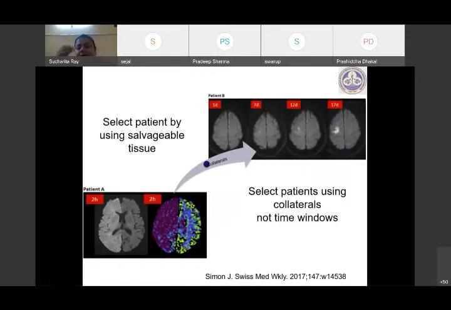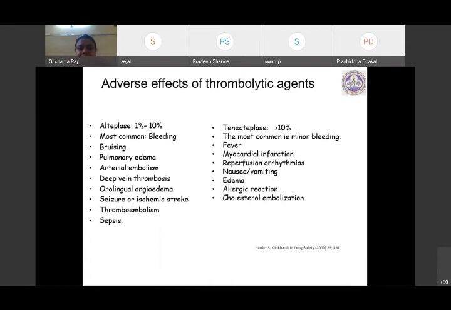So always remember that we need to select our patients based on the amount of salvageable tissue that they have and how we choose these patients for whatever intervention. Also for thrombolysis, also for mechanical thrombectomy, all results will be modified depending upon the patient status.